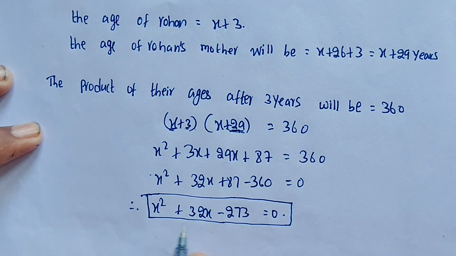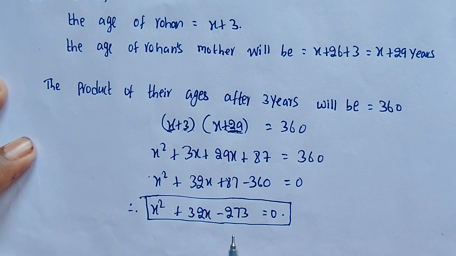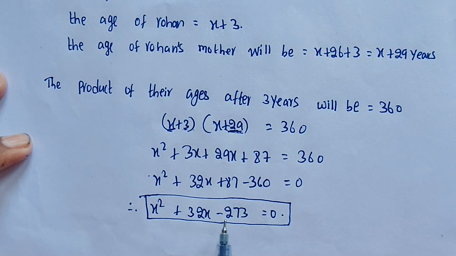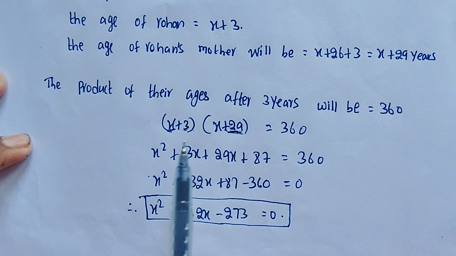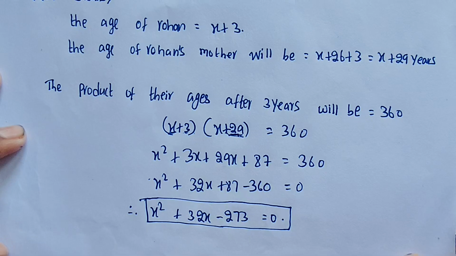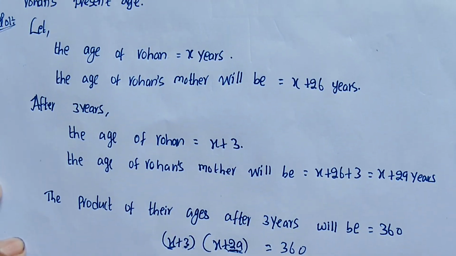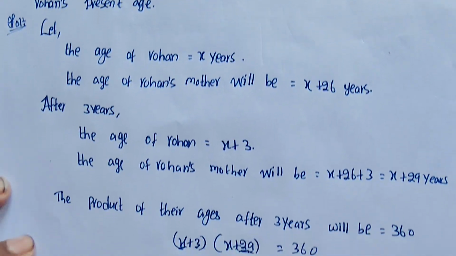By solving this given quadratic equation, we will get the present age of Rohan. So we have completed the third question. Now let us go to the fourth question.